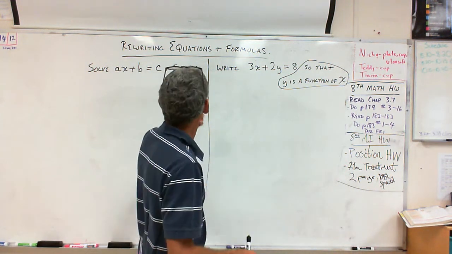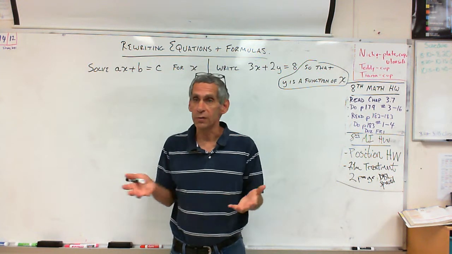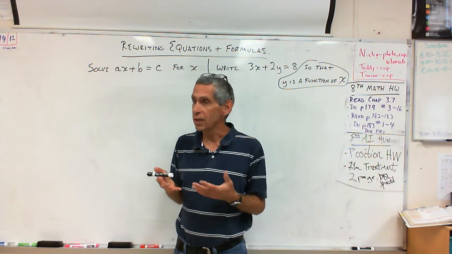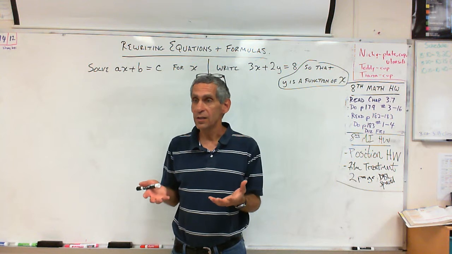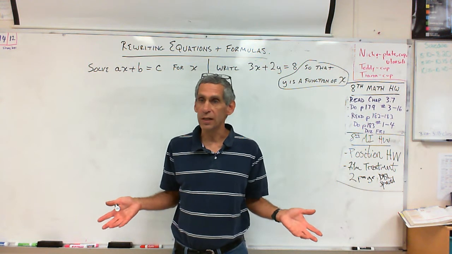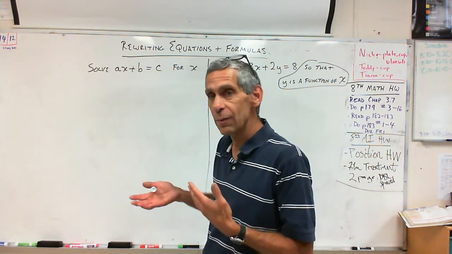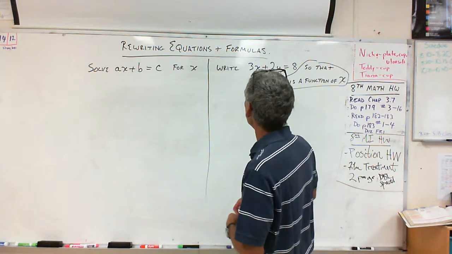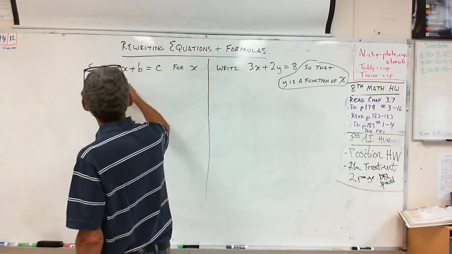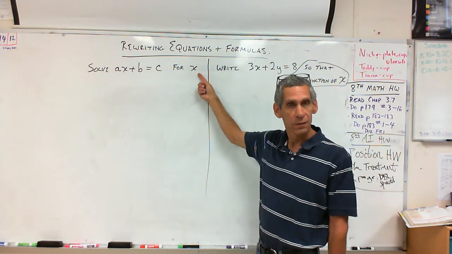Okay, so sometimes you're just given a formula with no numbers, right? No numbers, just letters. And they say to solve for a certain letter. So you use algebra just like you do with numbers. It's just that you can't go any further than you've got to keep the letters there. So in this one it says solve AX plus B equals C. Solve for X. So what would I do?